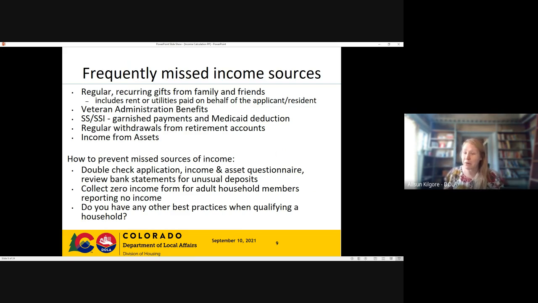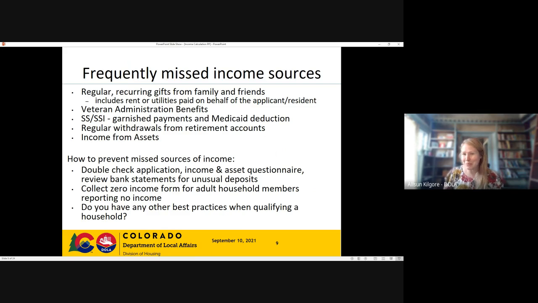If an adult household member indicates that they have zero income, it's best practice to collect a zero income form where they'll indicate how they are paying for their expenses, and sometimes that will help weed out possibly something that the household forgot to indicate. So, if they indicate that they're paying their phone bill with a gift from a friend or family member, that helps us and helps you to ask the right questions to ensure that you're collecting all possible sources of income for this certification to make sure they income qualify.